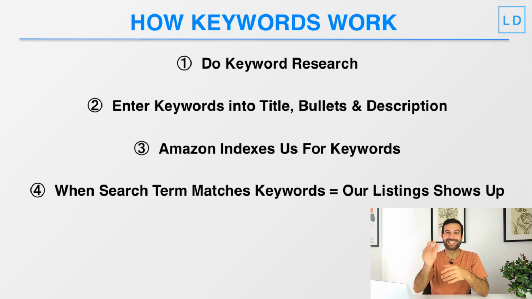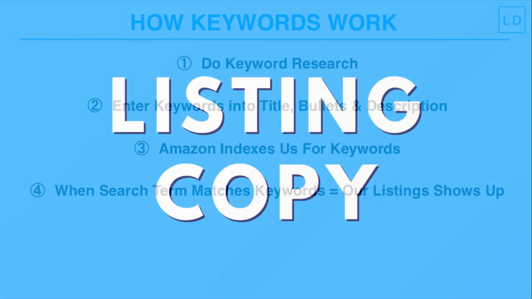But just to be clear, indexing is different from ranking. By having the right keywords in our listing, we can index for those keywords, which means we'll show up on the search results if a customer searches that keyword. But if we want to rank high on that search results, we want to have as much visibility as possible, we need to make sure that we have a high conversion rate, and we can do that by having great photos, great copy, and good reviews.